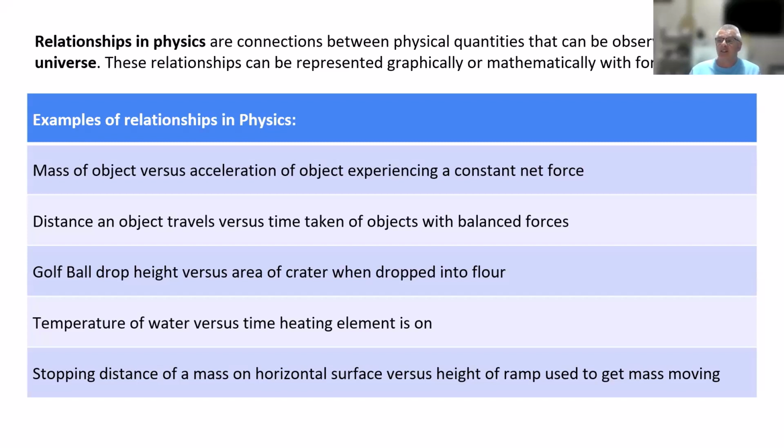So the mass of an object versus the acceleration when an object experiences a constant net force is a relationship. The distance an object travels versus time taken when there's balanced forces is a relationship. The golf ball drop height versus an area of crater when dropped into flour is a relationship. Okay, and of course that one, could that also be a phenomenon? That's where you get into tricky stuff at that point. I won't read the rest to you because you can read it all yourself at some point when you watch the video, if you watch the video.